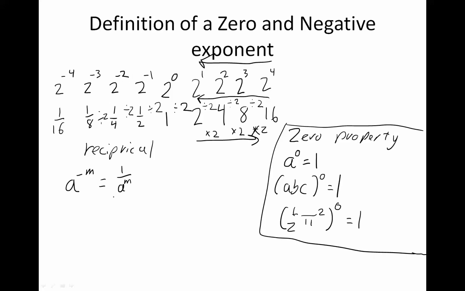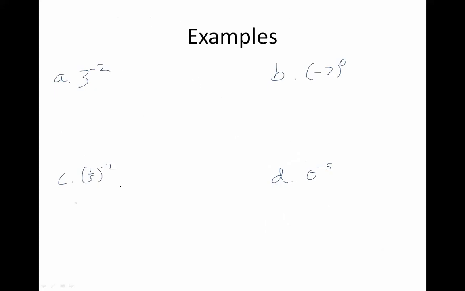Let's do some examples of that. 3 to the negative 2. The negative exponent makes a reciprocal. So this is 1/3 squared, or 1/9. So that would be my final answer. The negative exponent made a reciprocal. This is a positive number. The negative exponent does not make something negative. It makes a reciprocal.